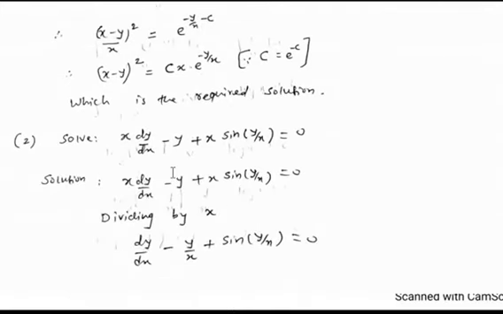Now problem number 2. Now we have to solve this differential equation. So first of all, divide this differential equation by x. So it will become dy by dx minus y by x, x will cancel out, sine of y by x, that is equal to 0. Now you can see that this is a function of y by x. Everywhere you will find y by x, right?